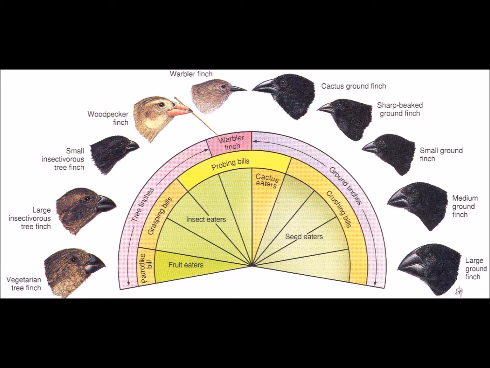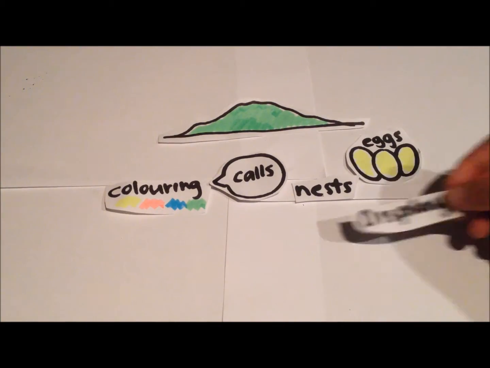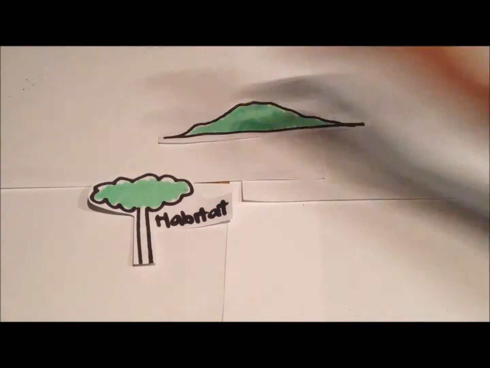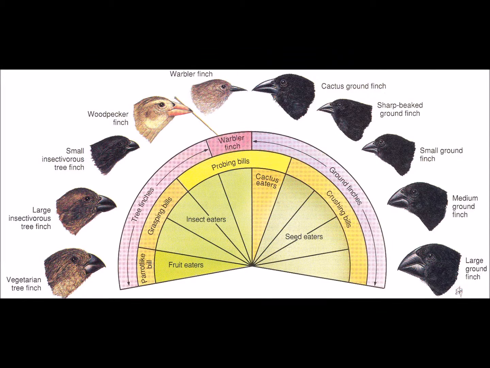When Darwin was studying on Galapagos Island, he found that there were 14 different species of finches. They all had similar colourings, calls, nests, eggs, and courtship displays. They differed, however, in habitat, diet, body size, and beak shape. He used natural selection to explain his thought about these 14 different species of finches that had possibly come from a common ancestor.